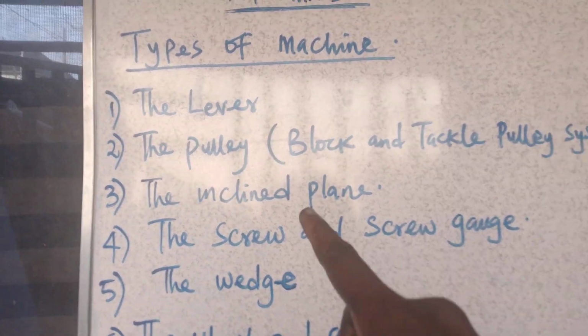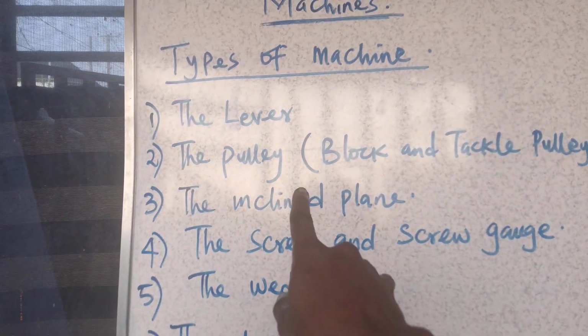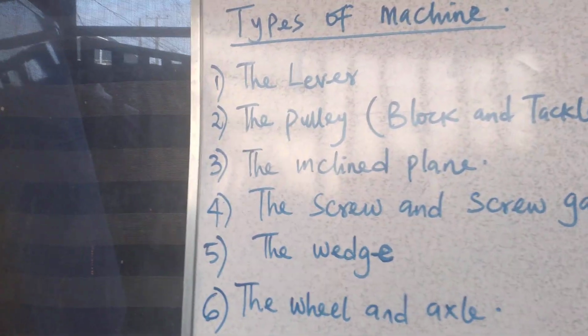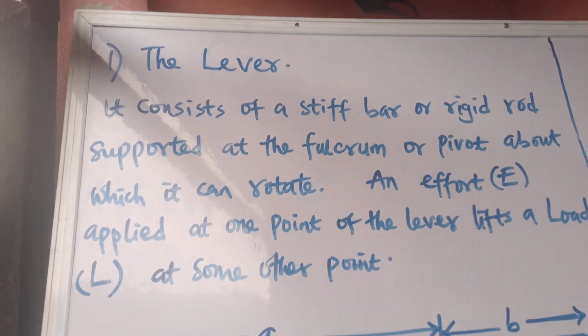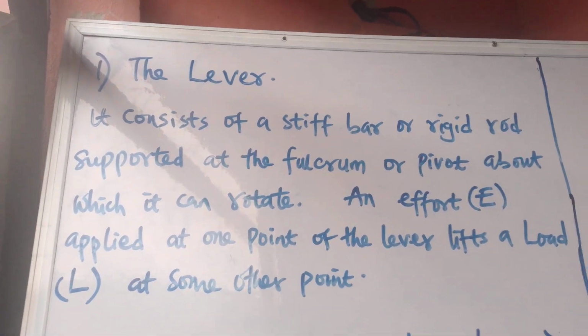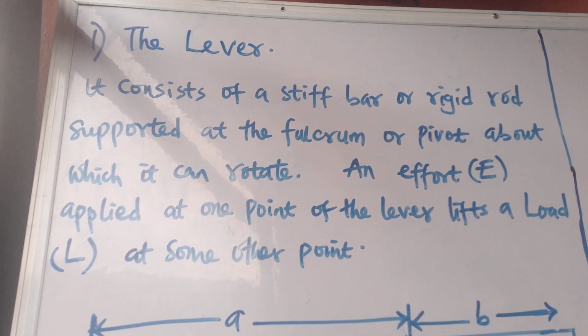So we'll start with the lever. I think we have about 7 machines here, and each of them has its separate explanations and calculations as well. So let's look at the lever system. The lever consists of a stiff bar or rigid rod supported at the fulcrum or pivot about which it can rotate.